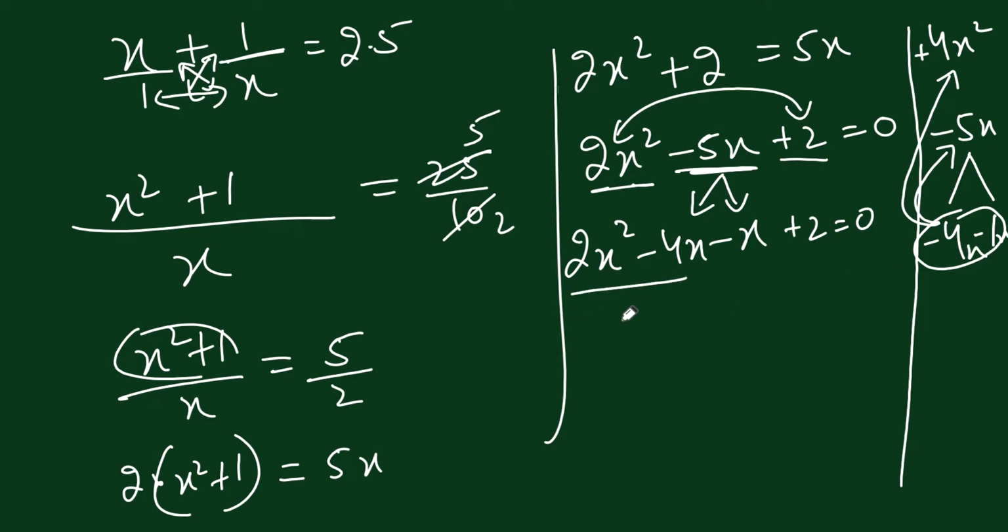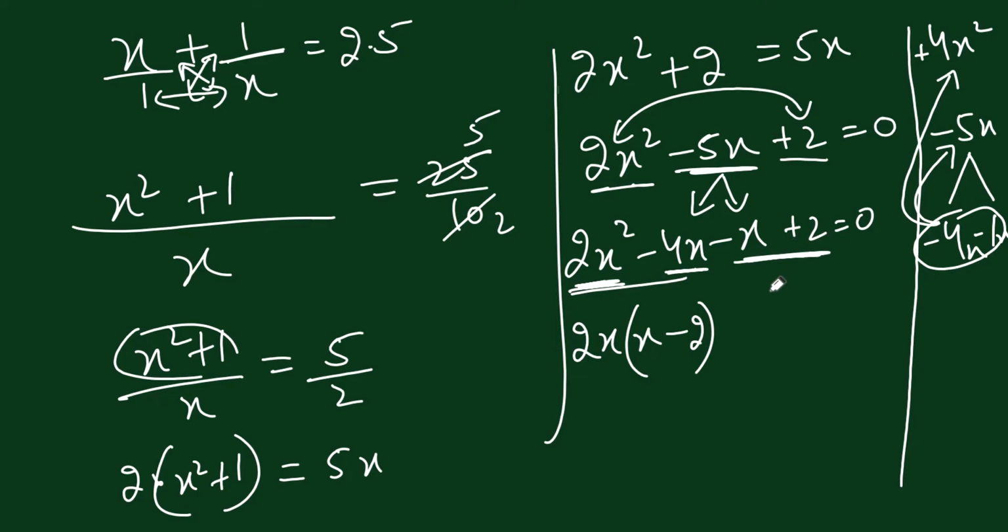Now what is common between the first two terms? Out of 2x square and 4x, 2 is common, and x square and x, 1x is common. What's remaining here? 2x into what gives 2x square? x is remaining. 2x into what gives minus 4x? Out of 4x, 2x is common, so 2 is remaining there. Looking at these two, minus x plus 2.